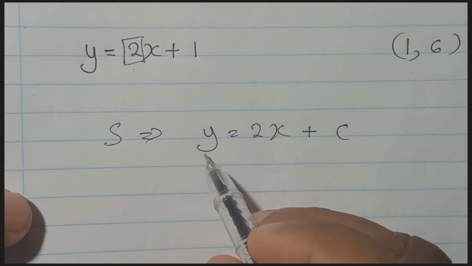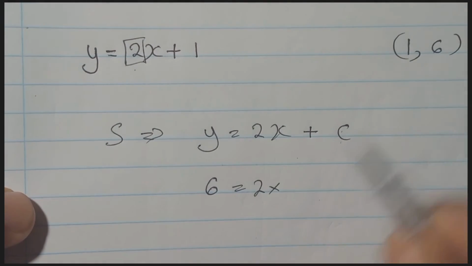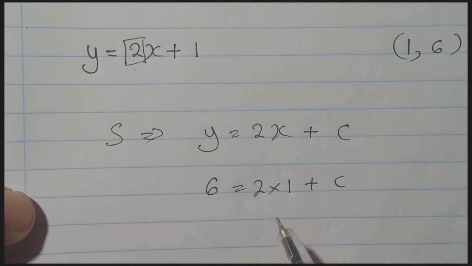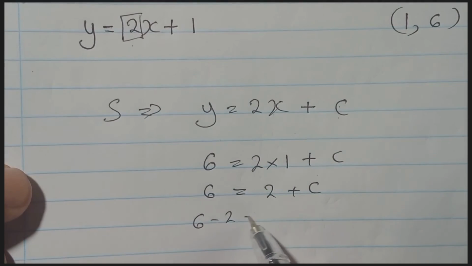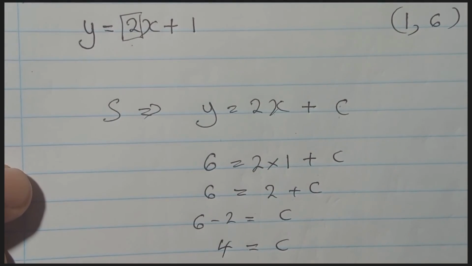So I will do it that way. I will replace y with 6, and 2 times x is 2 times 1, right? Now let's find how much c is. Here 6, here 2, and here c. Then bring 2 to the other side: 6 minus 2 equals c. So c equals 4, 6 minus 2 is 4.